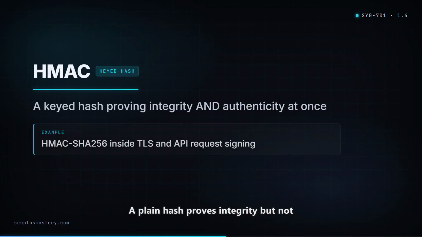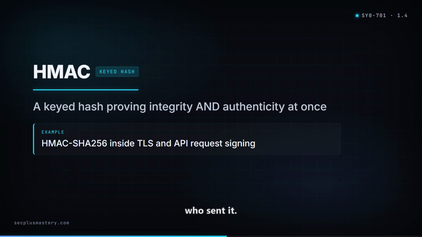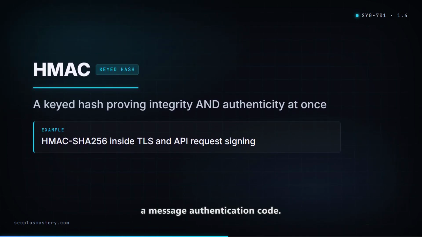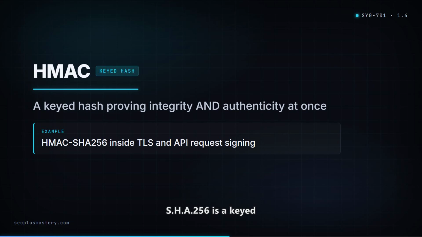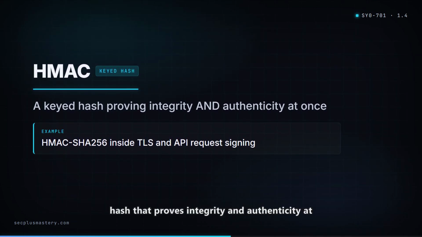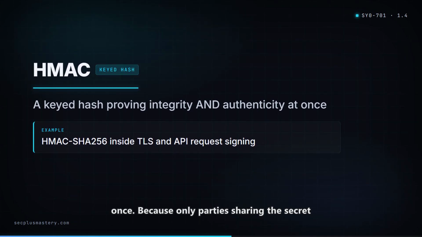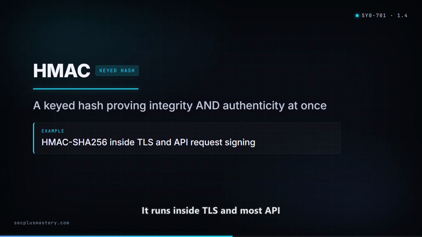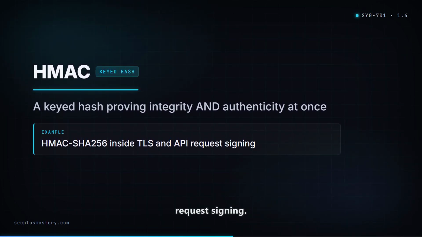A plain hash proves integrity, but not who sent it. Add a shared secret key and you get a MAC, a message authentication code. HMAC-SHA256 is a keyed hash that proves integrity and authenticity at once, because only parties sharing the secret can produce or verify the tag. It runs inside TLS and most API request signing.